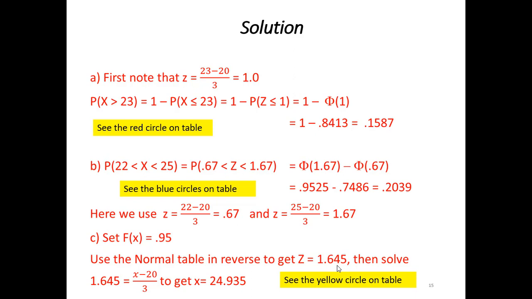So now the idea here is we're trying to find an x value. If I use my formula for z-scores, it would be x minus the mean over the standard deviation, so x minus 20 over 3. We could solve this for x, and then we get 24.935, and this would be in gallons. So this gives us the 95th percentile. So 95% of the time, the team will drink less than this amount, and 5% of the time they'll drink more than that amount.